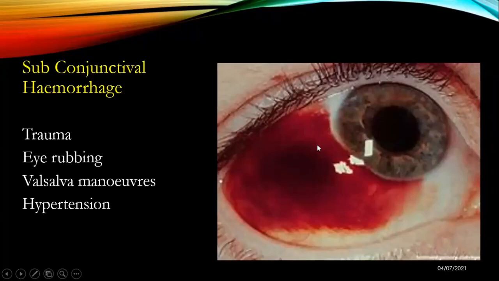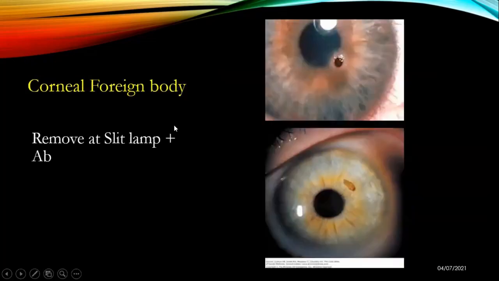Subconjunctival hemorrhage is again quite a common presentation. There's a diffuse subconjunctival hemorrhagic patch. Can be due to trauma, eye rubbing, valsalva maneuvers, or hypertension. If there is no other preceding history, patient can be managed conservatively. There's no treatment necessary, but just check the blood pressure. It can be due to sudden accelerated hypertension or other valsalva maneuvers. If it is due to trauma, patient need to be evaluated for other damages of the trauma, so refer the patients to the eye unit.